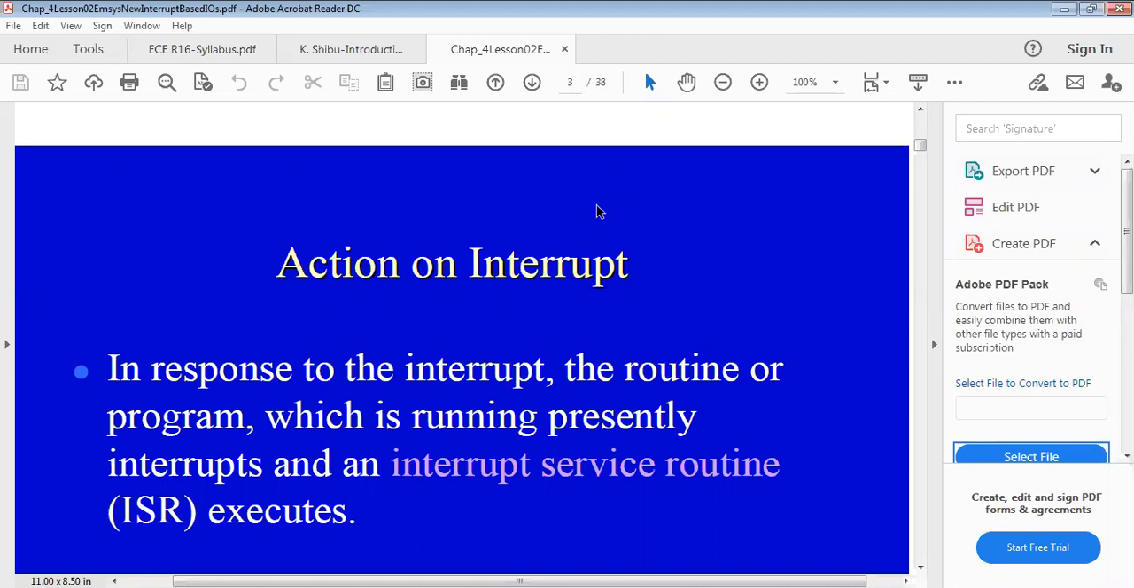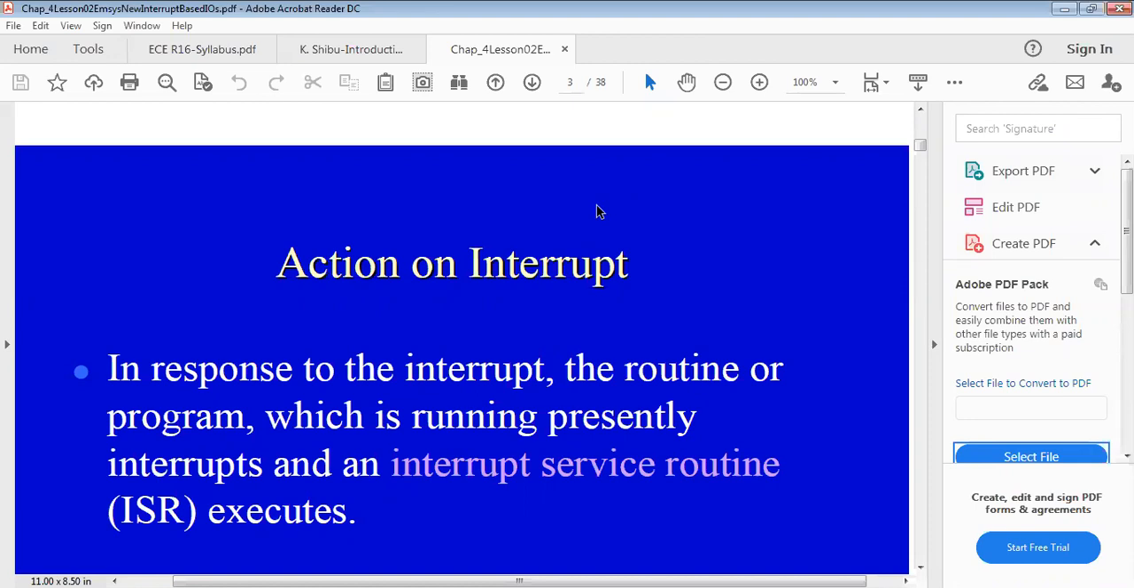This is the action on interrupt, in response to the interrupt. In response to the interrupt means when a student came, when the HOD came to the class, when the principal, when the president came. Different priority levels are there, and based on that person, the response is there. Here also it is the same. In response to the interrupt, the routine or program which is running presently is interrupted, and the interrupt service routine executes.